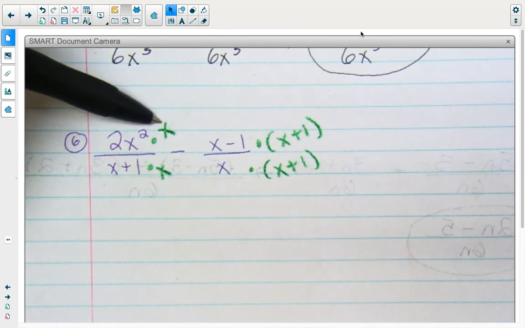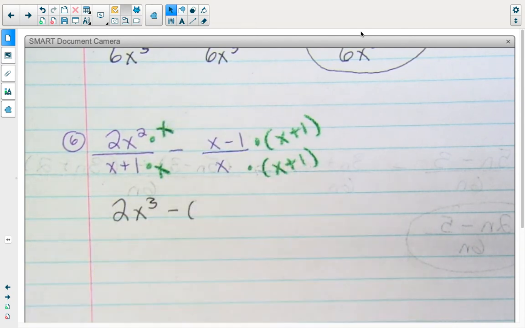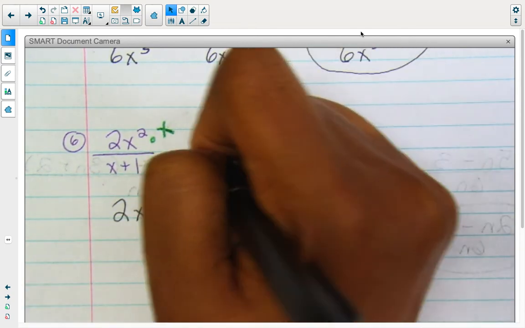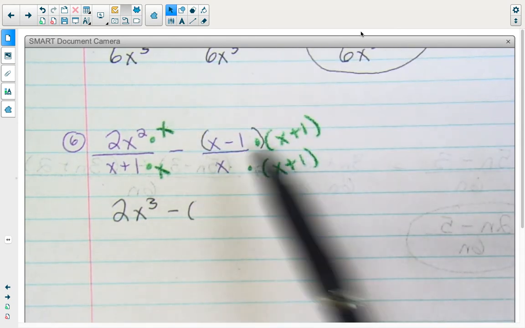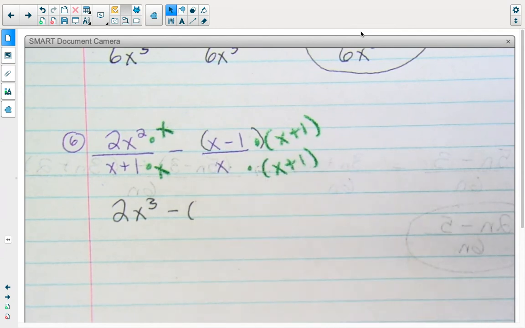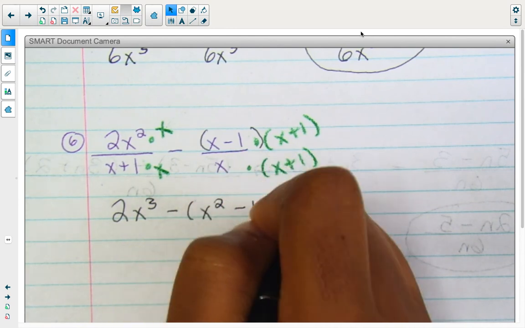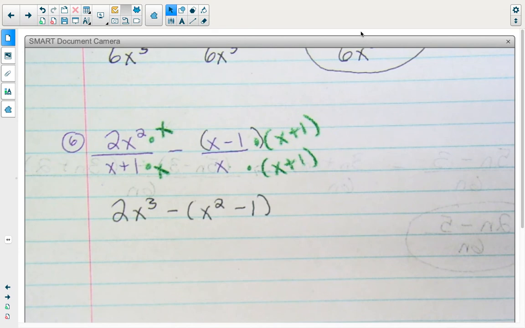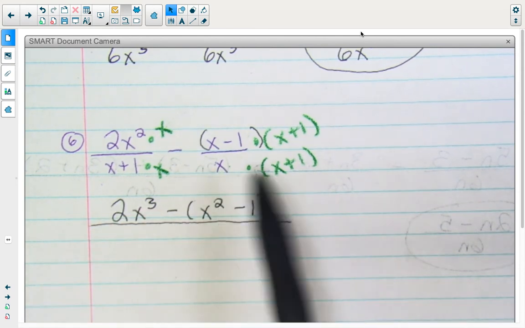2x squared times x is 2x to the third minus, well, I'll go ahead and multiply it out. We're going to have to do the box method or distributive property because you're doing x minus 1 times x plus 1. So we're going to have to multiply all of that out using the box method or distributive property. Once you multiply this out, it gives you x squared minus 1. Off to the side, if you need to do box or distributive property, feel free to do that. And my denominator is going to be x times x plus 1.